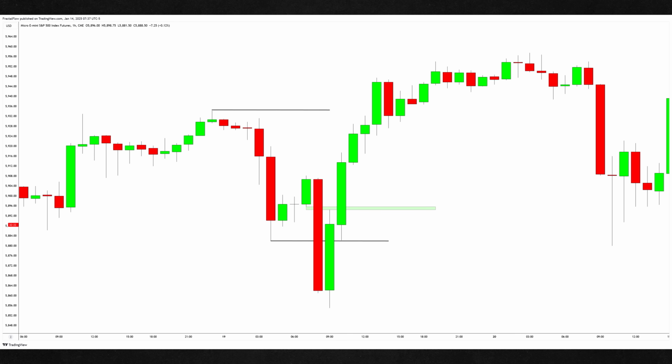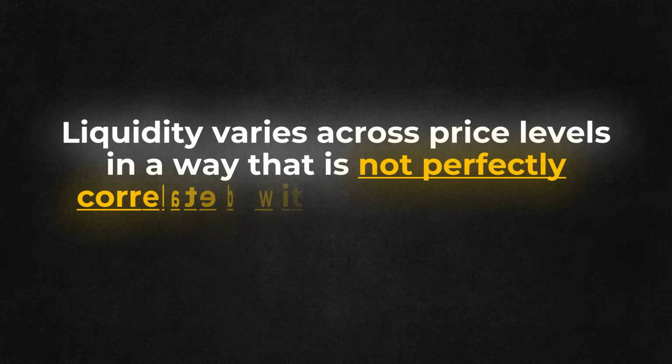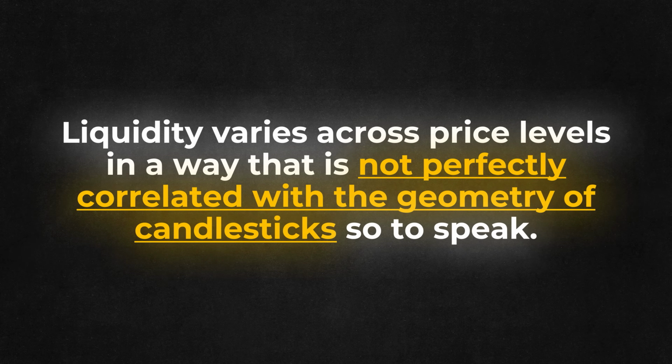And once again, liquidity is not a price level. It's the ease with which a market can be traded without causing significant changes in price. Liquidity varies across price levels in a way that is not perfectly correlated with the geometry of candlesticks, so to speak. Let's now talk about the box setup.